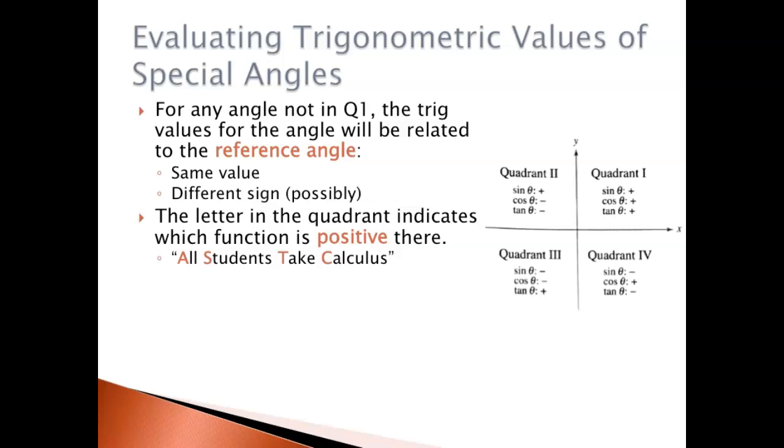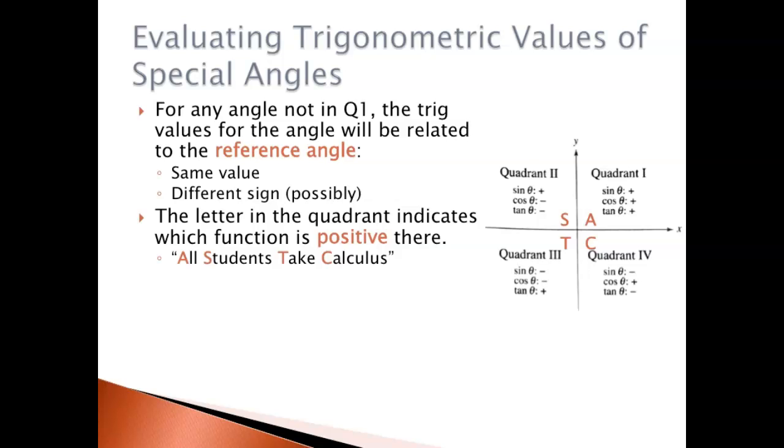So looking at it this way, this looks, I think, a little bit more confusing, like there's a lot of information here. But if you look at it by looking at each quadrant, in quadrant 1, you can see sine, cosine, and tangent are all positive. In quadrant 2, only sine is positive, so S. In quadrant 3, only tangent is positive. And in quadrant 4, only cosine is positive.